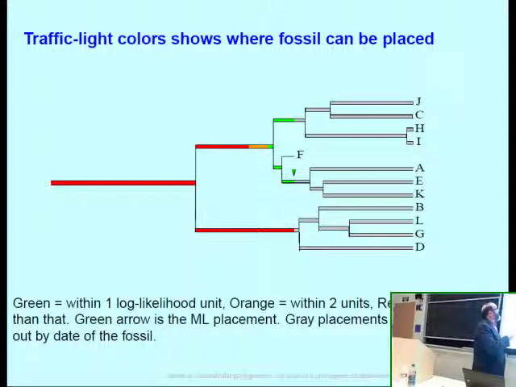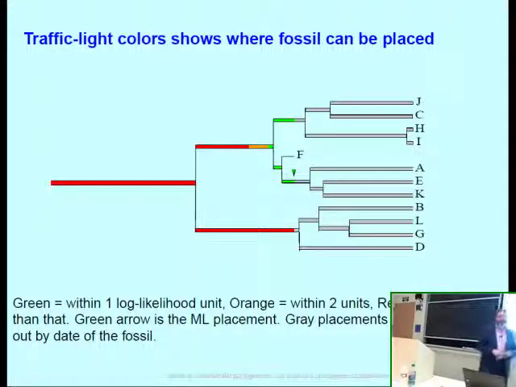We're using traffic light colors. 1 unit of log likelihood is green, 2 units of log likelihood is orange, more than 2 is red. And so you get the sense of what this method is doing. It's placing it somewhere in this region of the tree. It's not getting it quite right, but it isn't doing horribly. For that one fossil, it's sort of putting it in the right area of the tree.